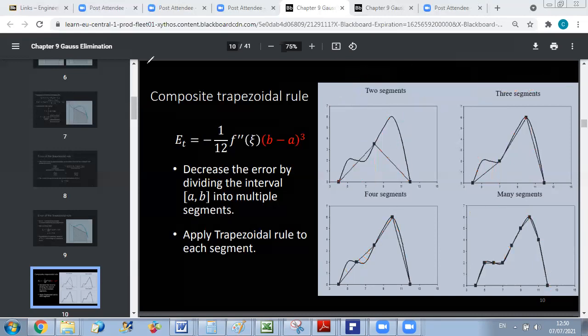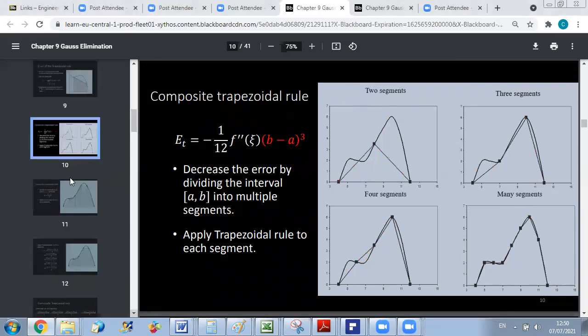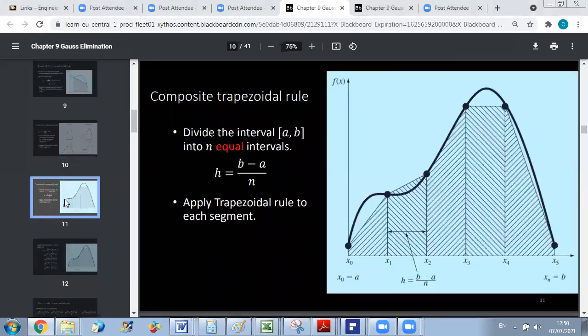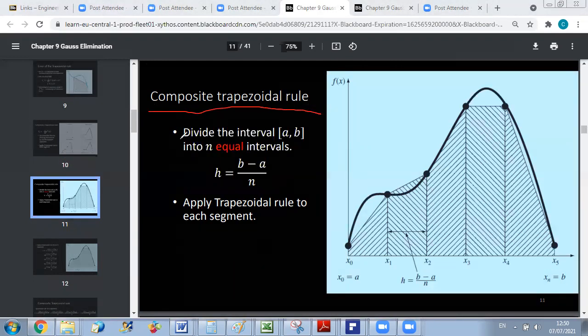Now we can understand this more in formulas, because we can also demonstrate mathematically an expression for the error, and we'll see it together now. For the composite trapezoidal rule, we are dividing the interval AB into n equal intervals, and each interval has width h equal to b minus a over n.